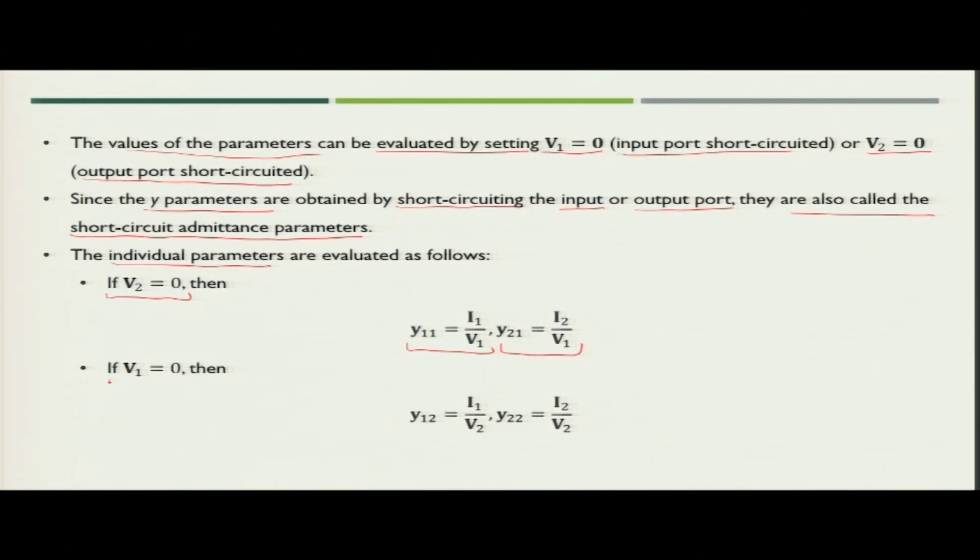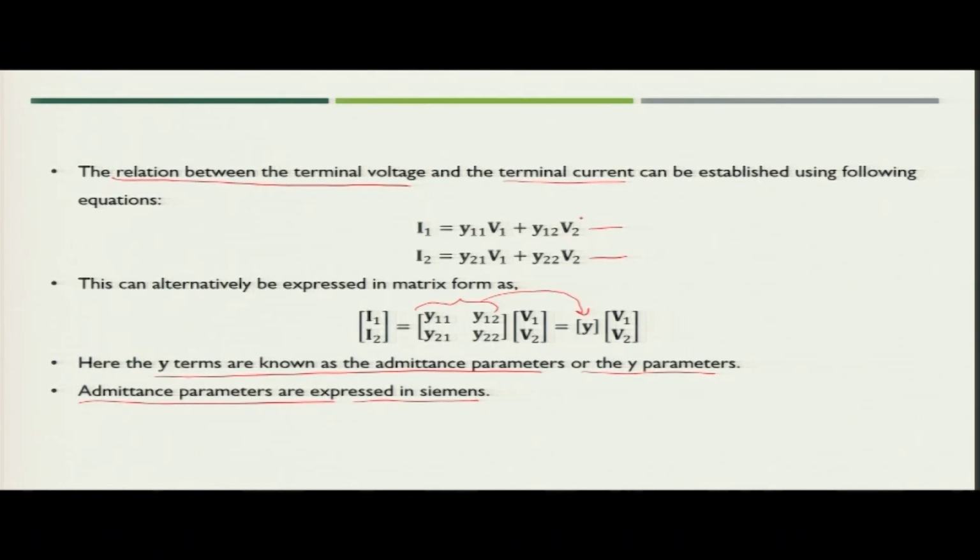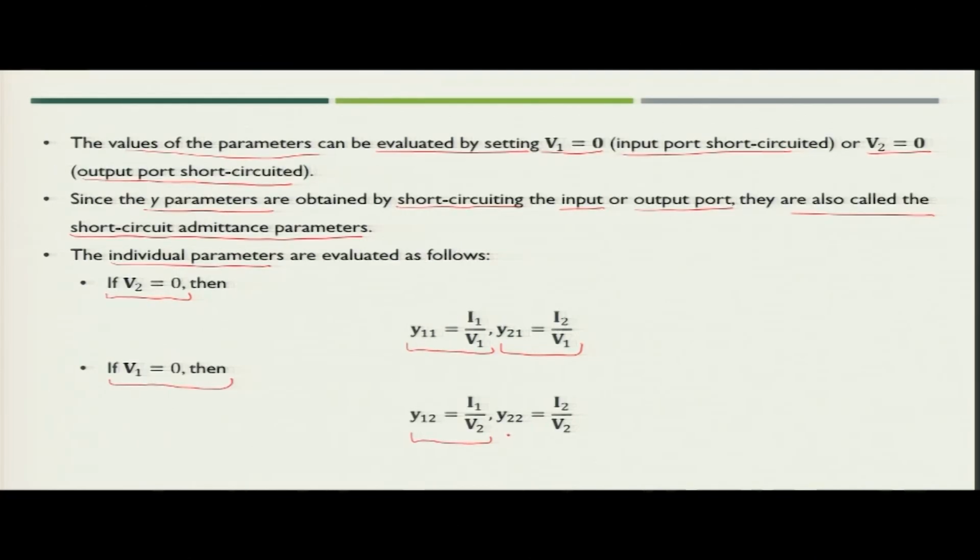In the second case, you put V1 equal to 0, meaning the input port is short circuited. In that case, from the expressions you get Y12 equal to I1 upon V2 and Y22 equal to I2 upon V2. So, you get the remaining two admittance parameters when you set the input port as short circuited.